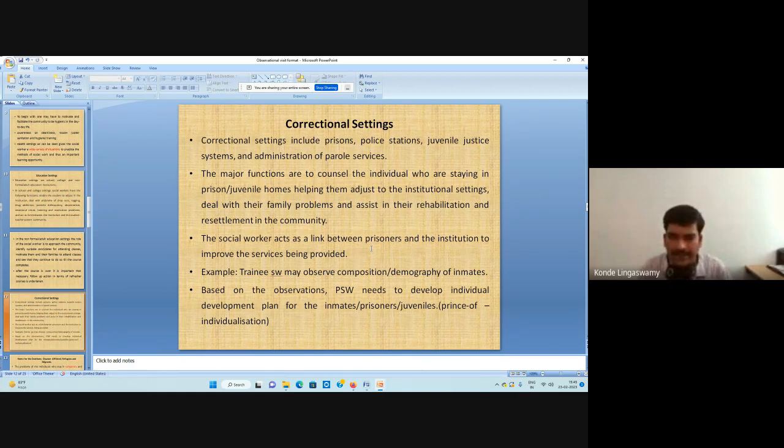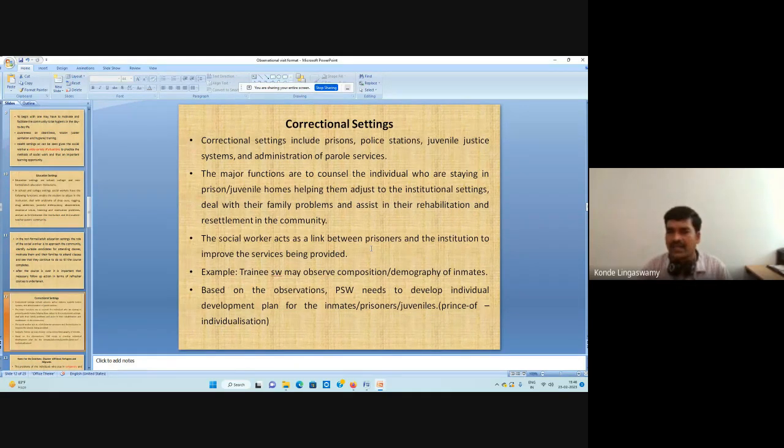Correctional settings. Correctional settings include prisons, police stations, juvenile justice systems, and administration of probation services. The major function is to counsel the individuals who are staying in the prison or juvenile homes, helping them adjust to the institutional settings, deal with their family problems, and assist in their rehabilitation and resettlement in the community.